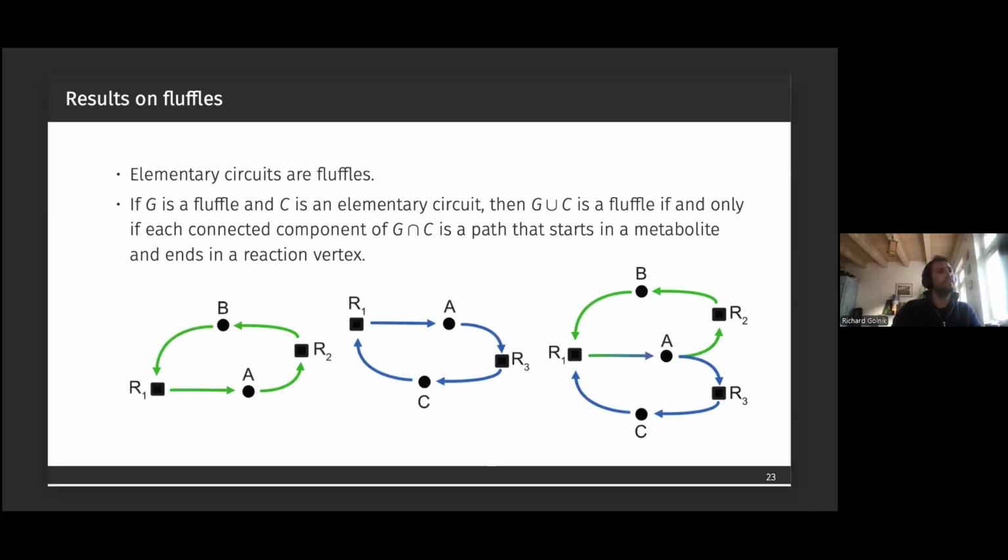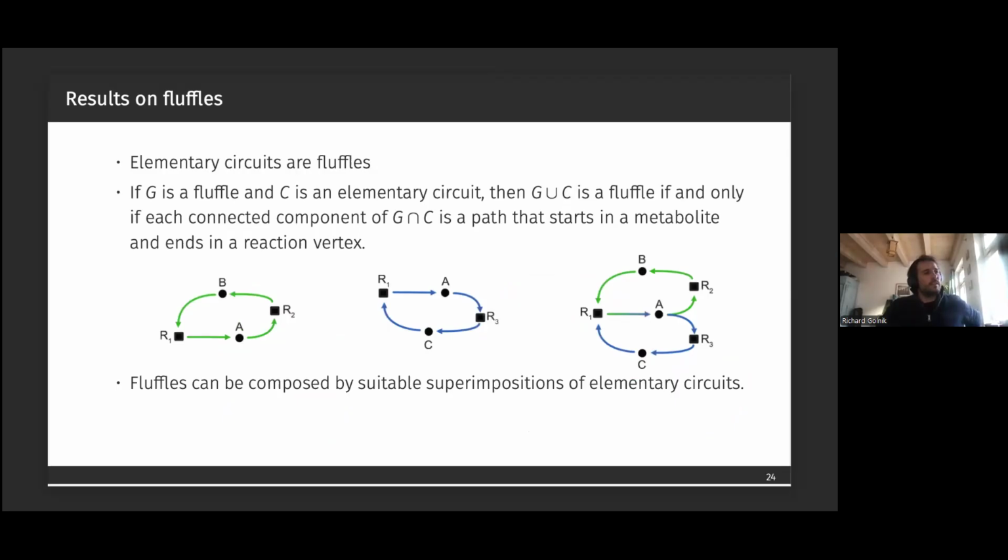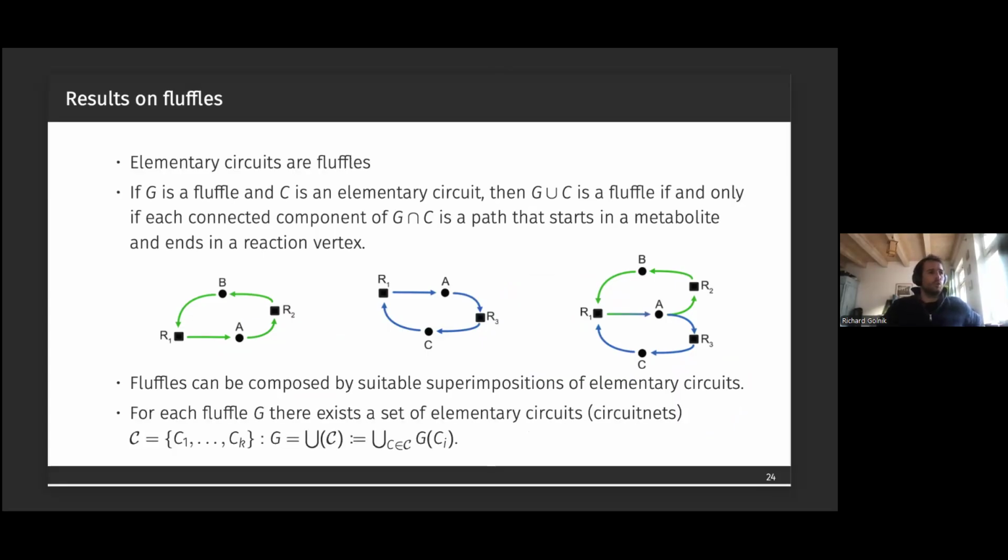Okay, and this means that fluffles can be composed by suitable superimpositions of elementary circuits. And then the question is, but can every fluffle be composed in such a way? And indeed, this is also true. So for each fluffle, there exists a set of elementary circuits, and we call these sets of elementary circuits so-called circuit nets, such that their union gives us the fluffle.